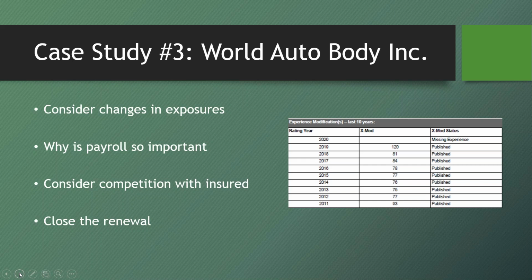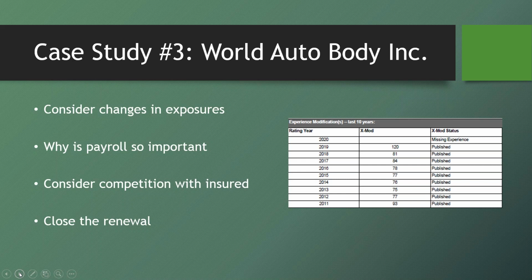Another factor to always keep in mind is the experience modification, if it's included on their policy. I personally always pull their risk summary report from the rating bureau prior to renewal. On the right side of the slide, you can see a screenshot of the risk summary report from the year 2011 until now for World Auto Body Inc. This is something to review because, as you can see, their experience mod is pretty stable from 2012 to 2016.